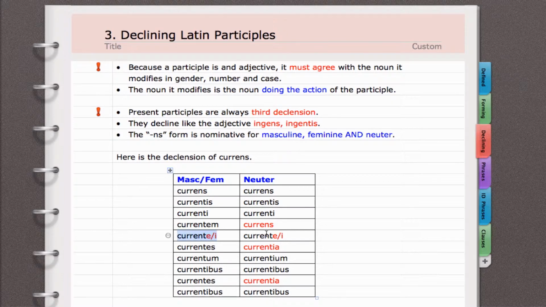In the ablative singular of all genders, sometimes you see an E ending, and sometimes it acts like an I stem and has an I ending. And you just have to roll with that. Notice that it acts like an I stem in the neuter plural, currentia. It's got an IA there, and then currentium, IUM. If you're translating the Latin, this won't be too much of a big deal.